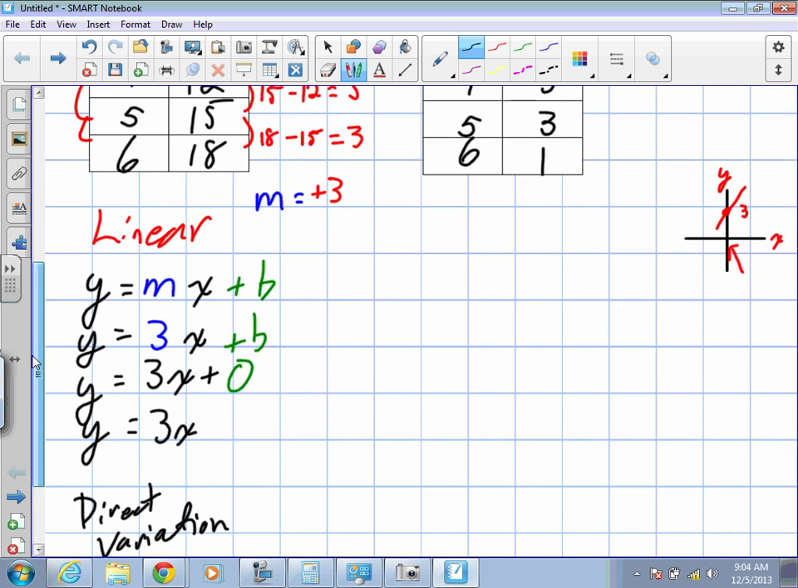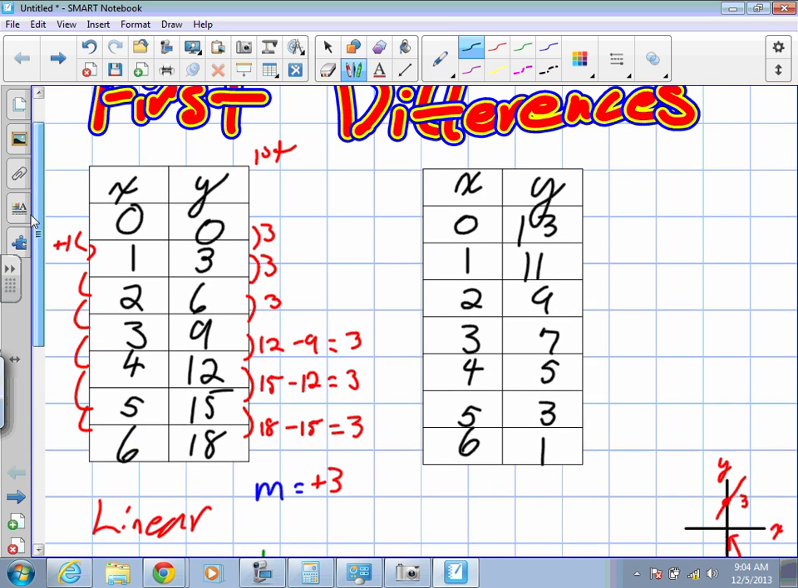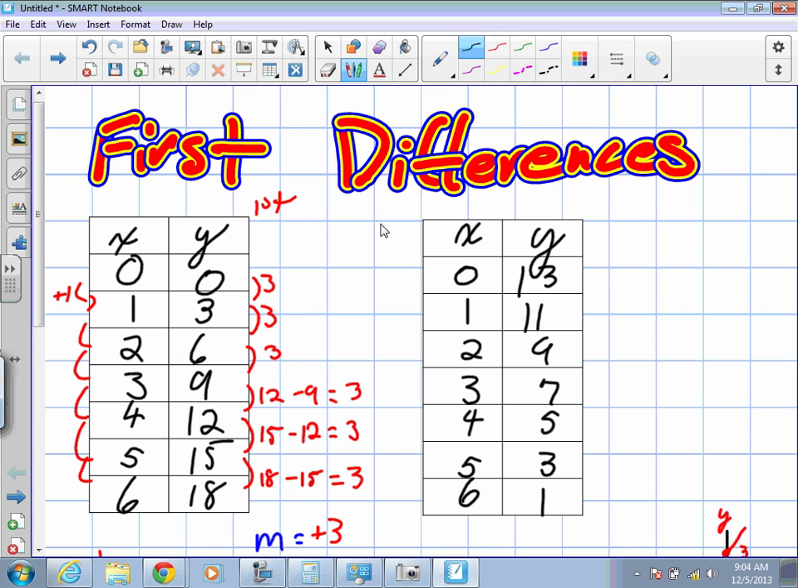Let's go up to our second example. We'll go through a couple more. What's our first check? What do I have to make sure is happening in order to do first differences? We've got to make sure our x's are increasing by the same value. It doesn't have to be 1. In this case, again, it happens to be 1. But I want you to make sure that they are increasing by the same amount every time.